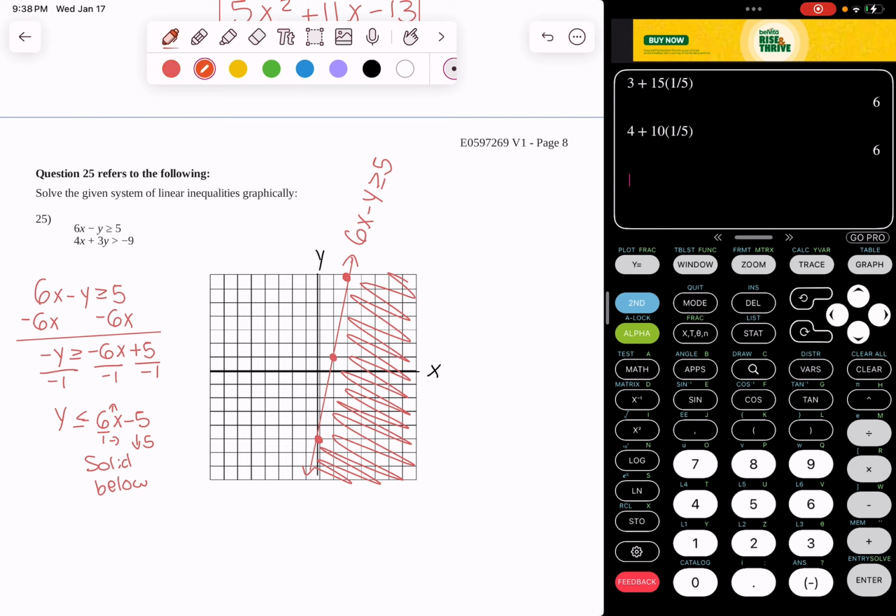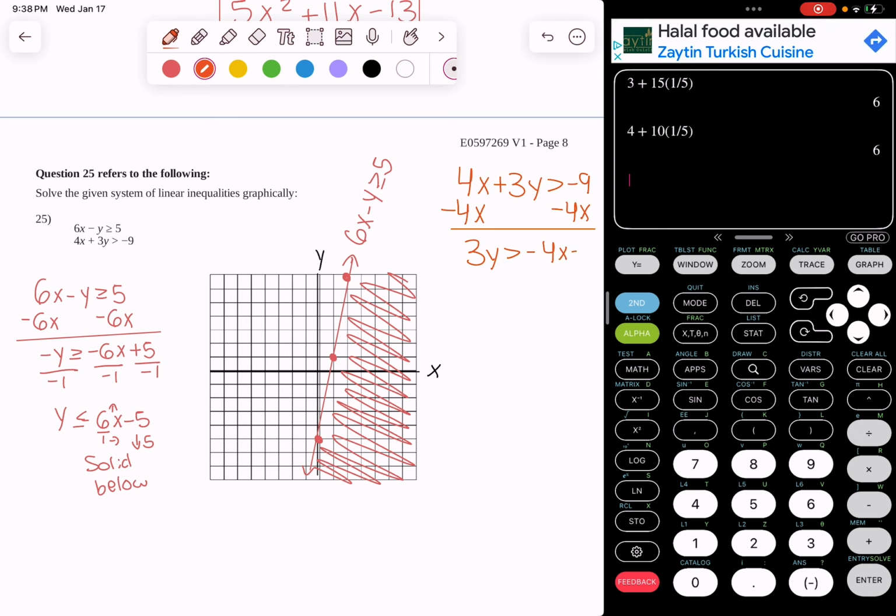All right, let's look at the next inequality. 4x plus 3y is greater than negative 9. Subtract the 4x. That's going to give me 3y is greater than negative 4x minus 9. I'm going to divide by 3. This will leave me with y is greater than negative 4 over 3 x. And negative 9 divided by 3 is negative 3. This will be a dotted line. And we shade above.